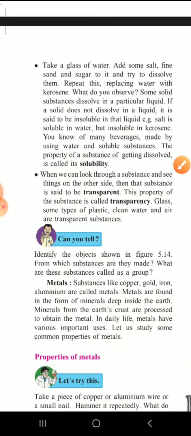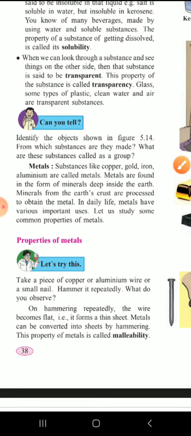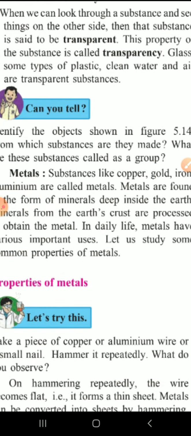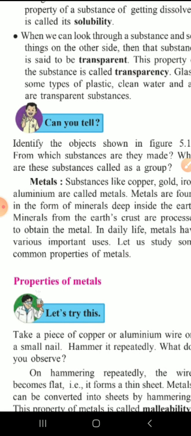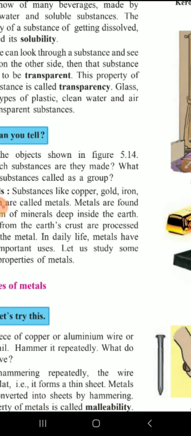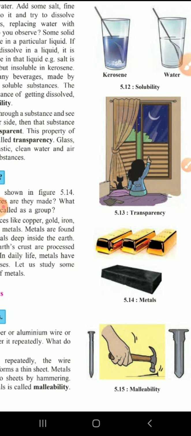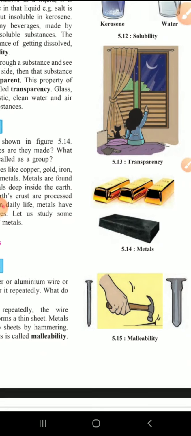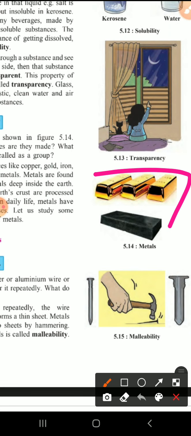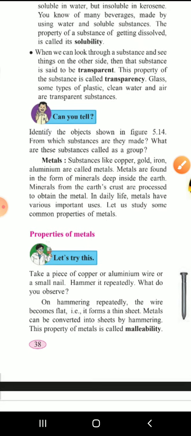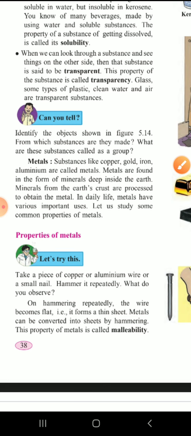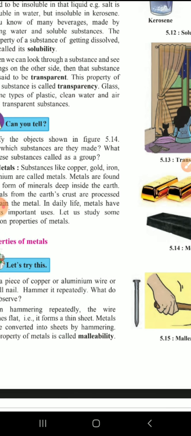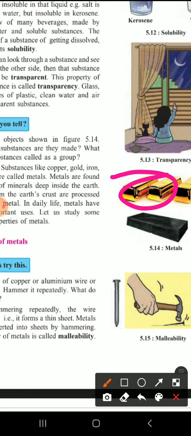Can you recall? Identify the objects shown in the figure 5.14. Yes, this. From which substance are they made? This one is gold, this one is metal.